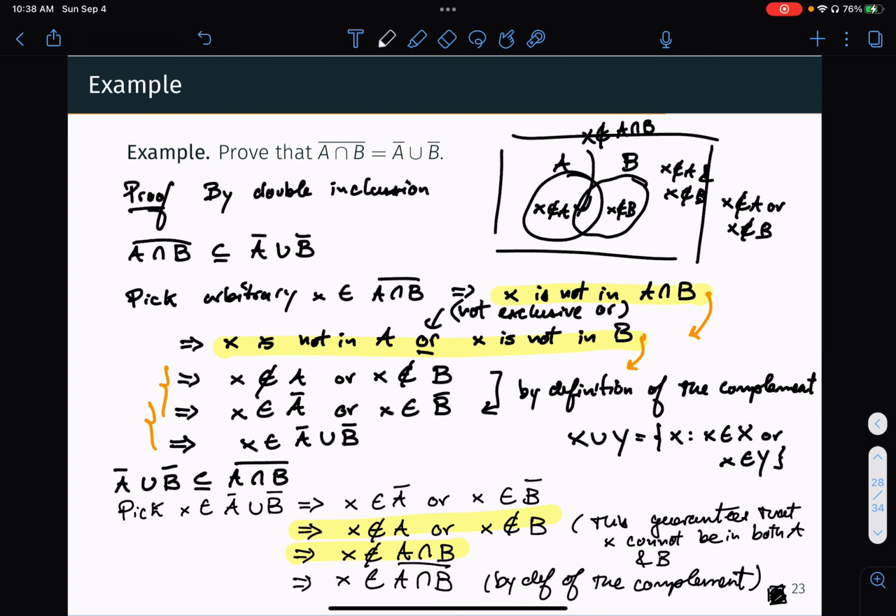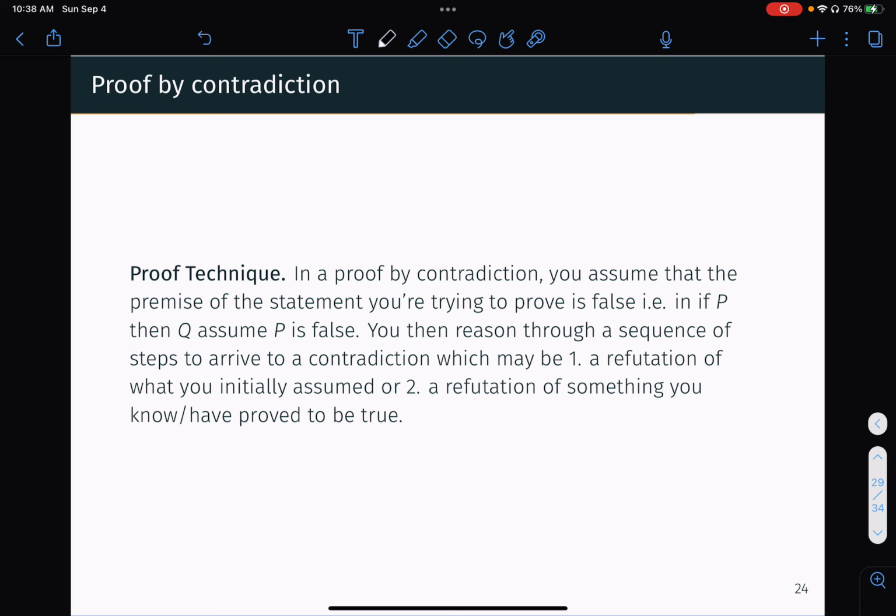So in the next video, we'll be talking about another very famous proof technique, the proof by contradiction.